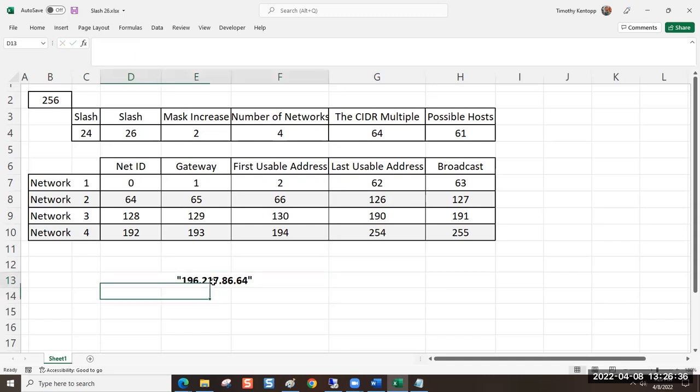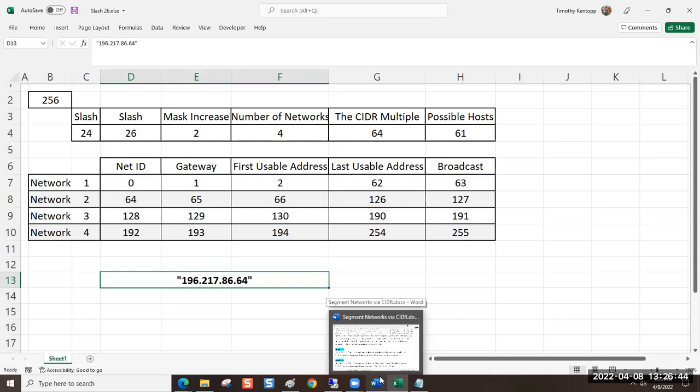This represents the start. 86. You said 80 86. I said what now? You said 80. It's 86. My bad. Okay. 86. Thank you. Didn't intend to do that. 86.64, that's if it's a /26, right? So what's my new network ID for network number 2?